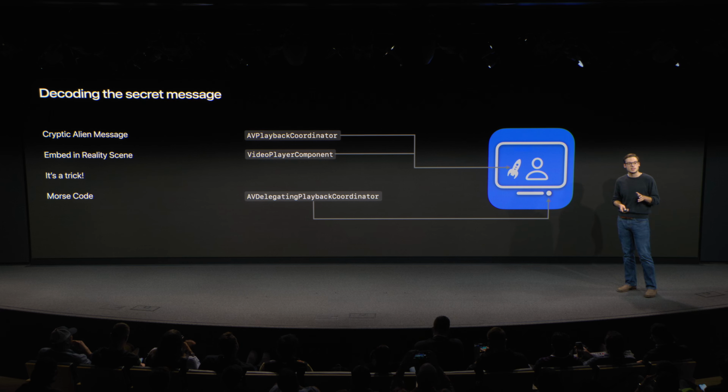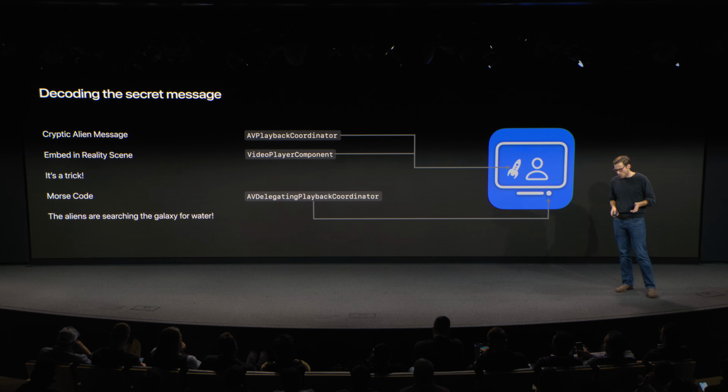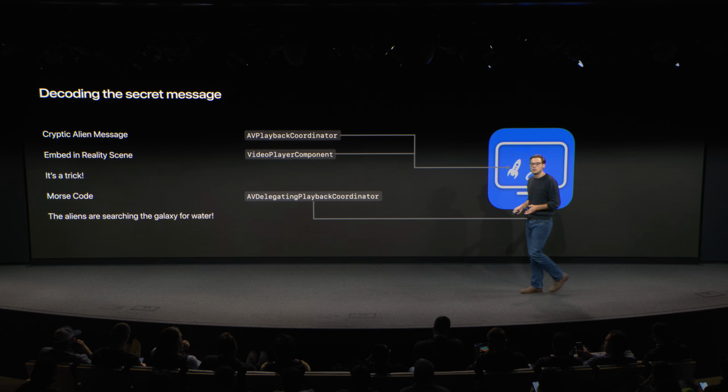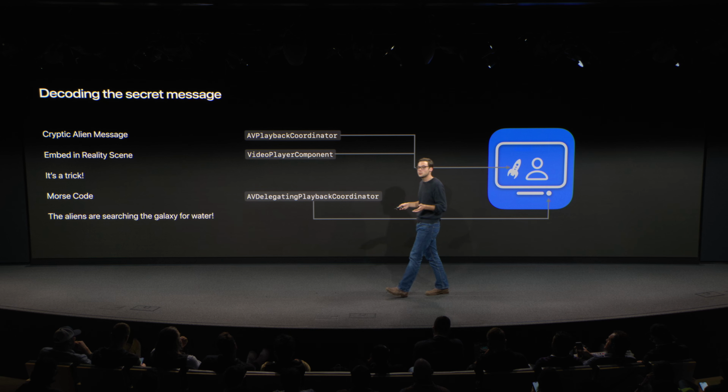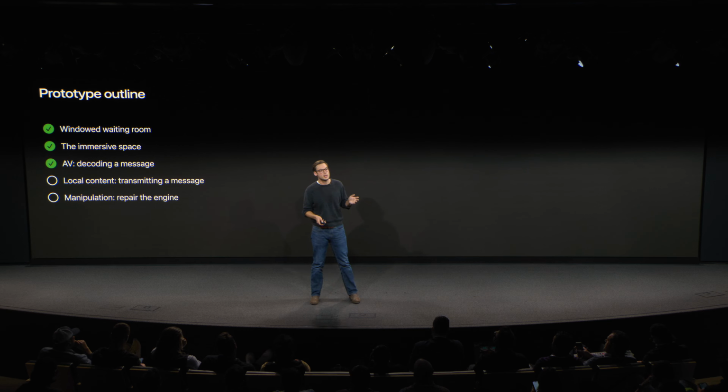This is where our AV Delegating Playback Coordinator comes in. By coordinating with a session, I can sync any time series content between players in the group session. That way, I can play the power light blinking for all players in sync so that they can work on decoding it together. So now, if the players successfully decode the message, they'll discover that the question is, does your planet have water? And now we have one puzzle complete, we can jump into the next.